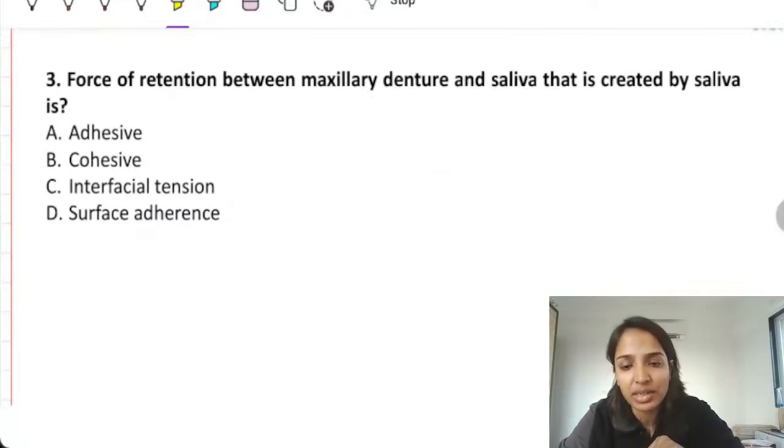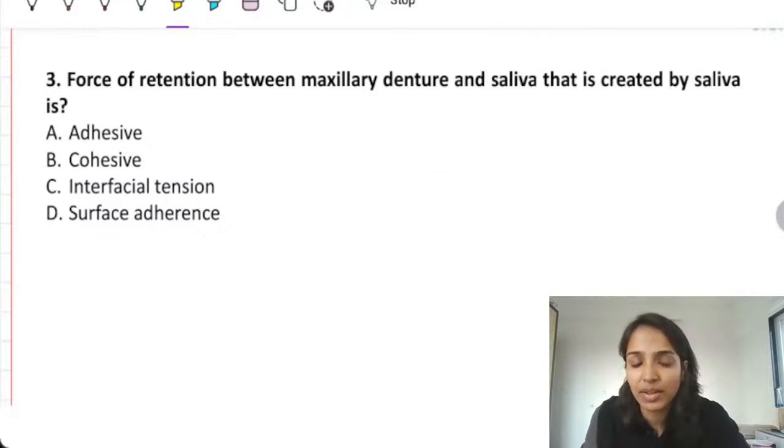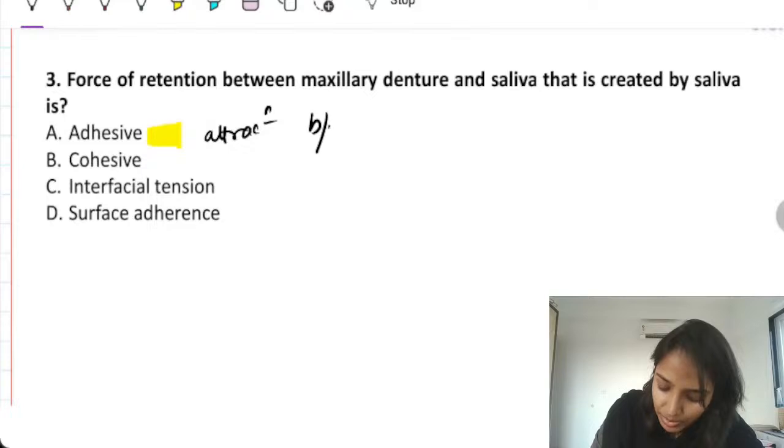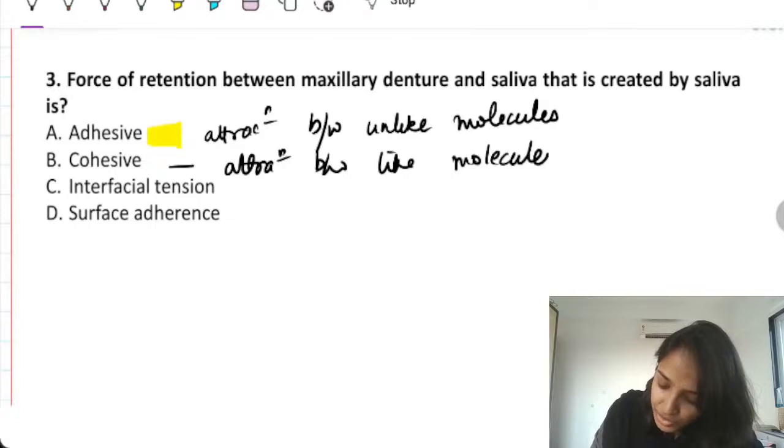Generally, there are 5 factors, and one of them is called the physical factor. In these physical factors, we have adhesion, cohesion, interfacial surface tension, and all of them. Now, we all know adhesion is attraction between unlike molecules. Cohesion is attraction between like molecules. And what is interfacial surface tension?